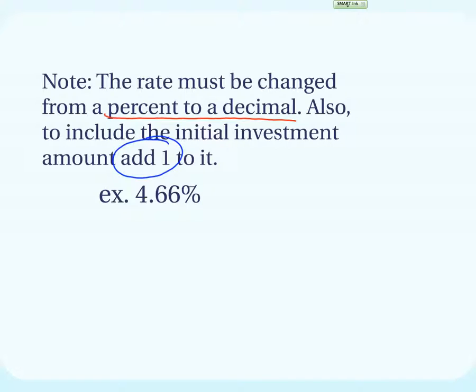So first we're going to change this percent to a decimal. So 4.66%. How do I move my decimal point to make it a decimal? Which way? To the left twice, because it's out of 100. So I would have 0.0466. I moved it over 2 times, so I had to add in a 0.